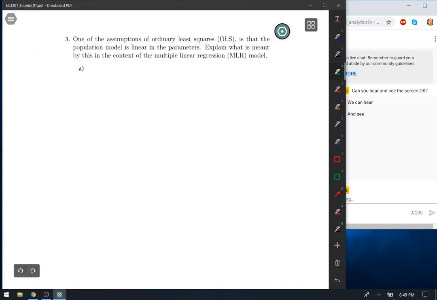So question 3, one of the assumptions of ordinary least squares is that the population model is linear in parameters. Explain what is meant by this. Okay, so again, the OLS estimator is just a mechanical definition. One of the key assumptions we need in order for it to unearth the parameters of the true model is, of course, that the true model is linear in parameters. So it looks like this, where again, now these are the true parameters. So let's put a naught on them here to denote that these are the true parameters.